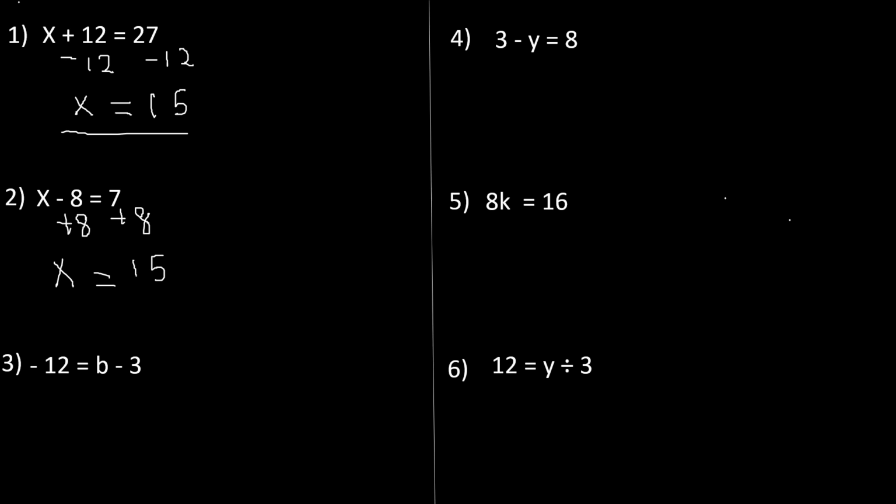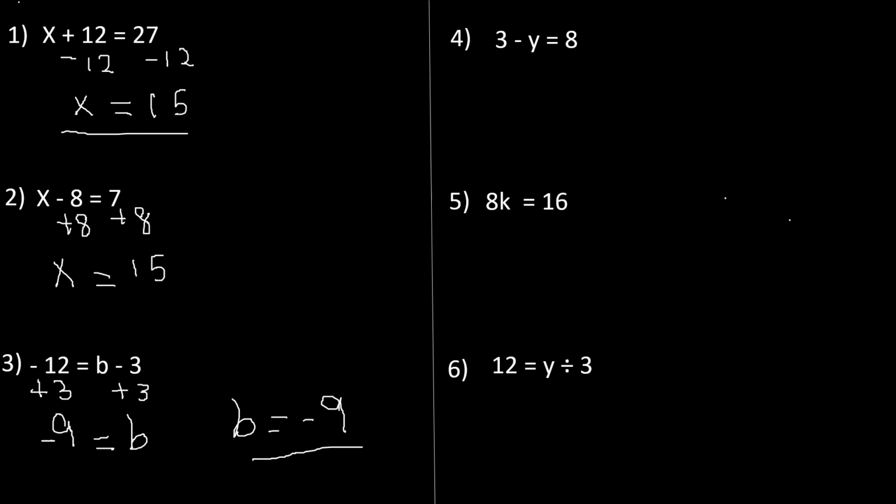In the third equation, we have negative 12 equals b minus 3. Here we have the unknown on the right-hand side, not on the left-hand side. So we have to start from here. We have b minus 3, then we have to cancel negative 3 by adding positive 3 here, and also positive 3 on the other side. So on this side, negative 12 plus 3 will be negative 9, and the right-hand side will be b. It's the same as b equals negative 9, and the answer will be negative 9.